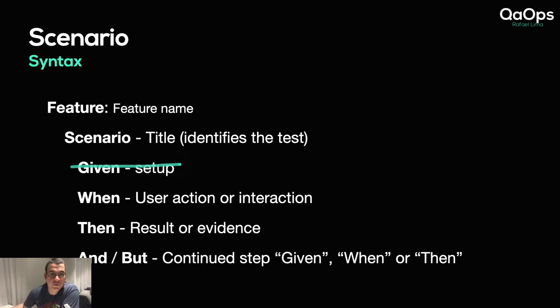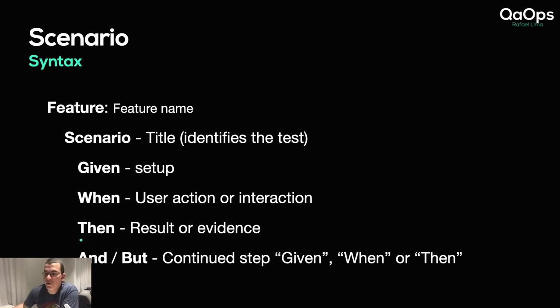You have a Given which sets up the test. Given I have a product to sell. And you have a When, which is the action or interaction. When I look for that product, then you're going to see a result. Then I should see that product on the results page.